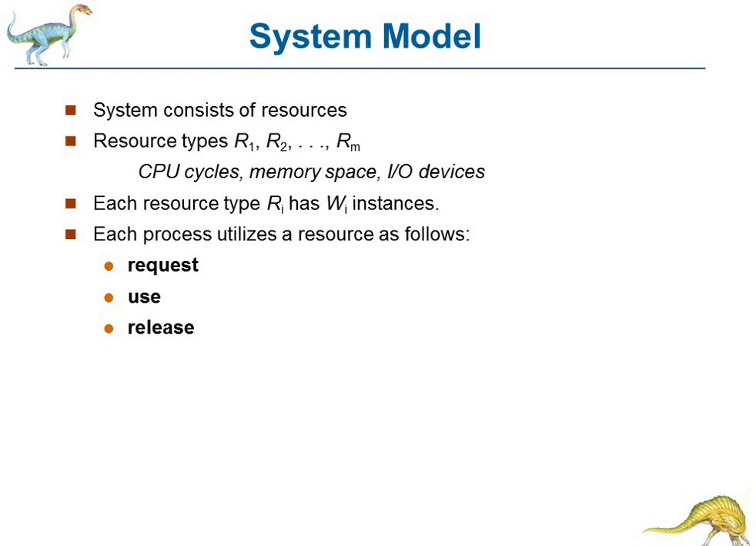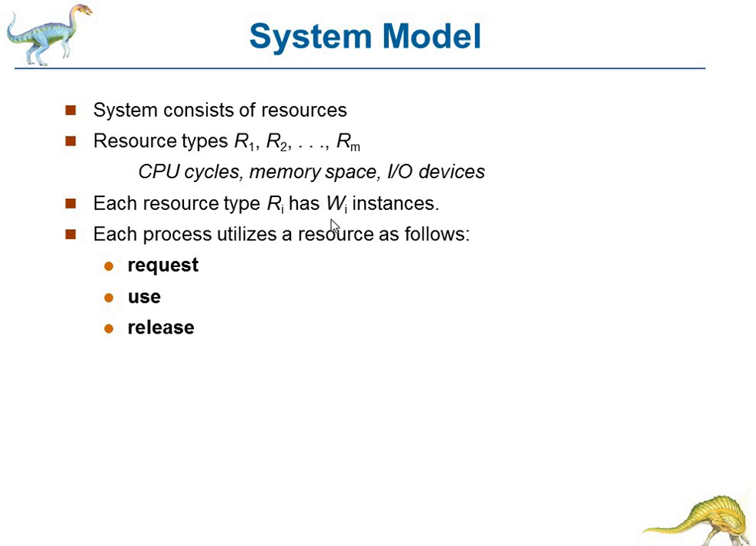See, first, the system model. Each system consists of several resources. The resource types are indicated by R1, R2 up to Rm. Resources means keyboard, printer, monitor, CPU cycles, memory space. These are called resources. Each resource has several instances. For example, if four printers are available, that is called instances of the resource.